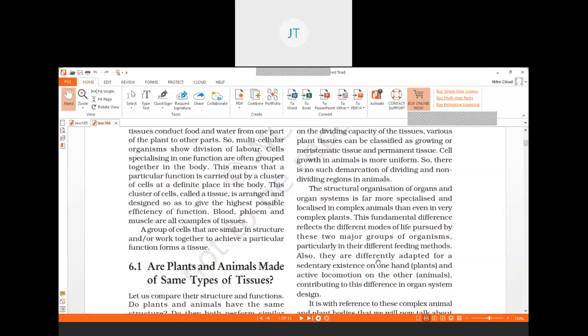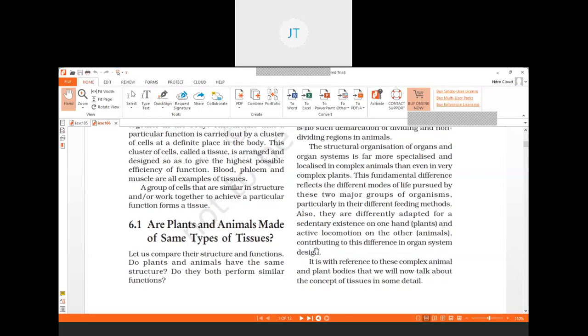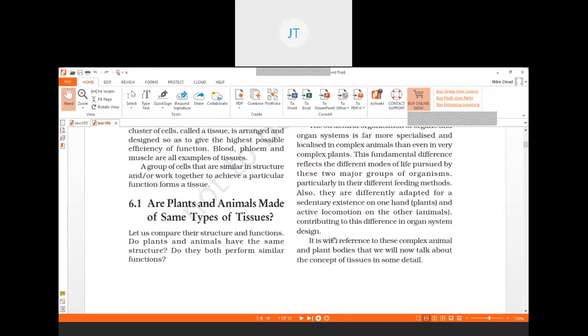Also, they are differently adapted for sedentary existence on one hand and active locomotion on the other hand. What do you mean by sedentary existence? Sedentary existence means they exist at one place. They do not move from one place to another, while we have active locomotion. We are moving from one place to another, and because of this locomotion we have a very different kind of structure in our body. This is the difference in organ system design.